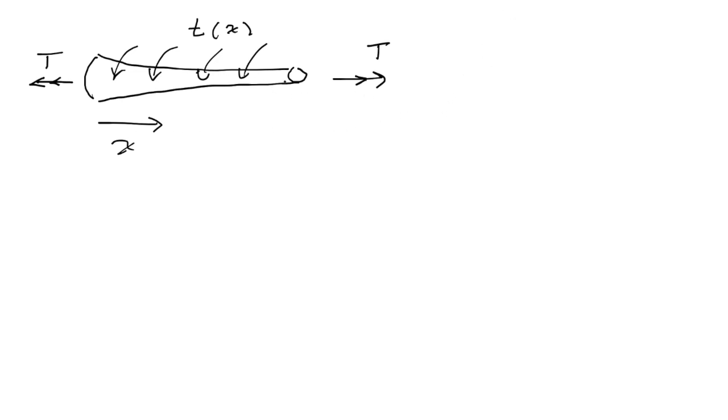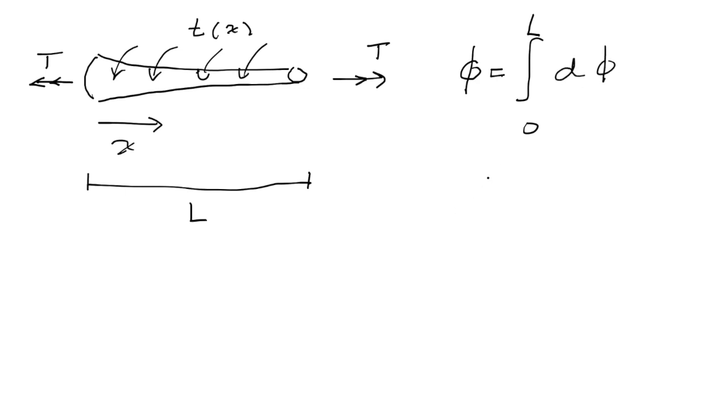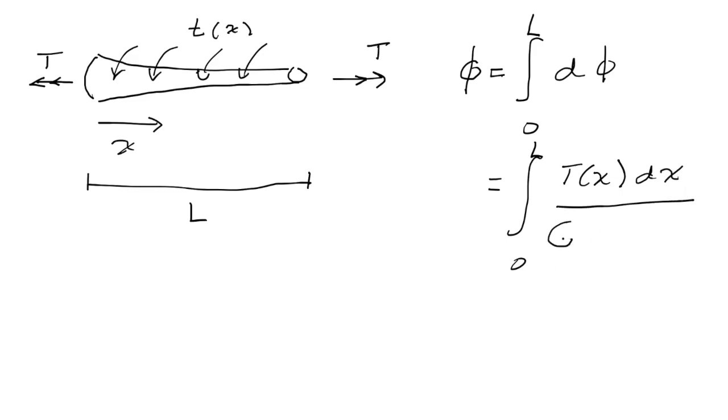Well, just as before, rather than a sum on n segments, we're going to do an integral. So phi is going to be the integral from 0 to L, or let's say this is L, 0 to L of d phi, which is equal to the integral 0 to L. And then t is a function of x. L is replaced by dx. G, we're saying the material is constant. And then the polar moment of inertia is also going to be a function of x.